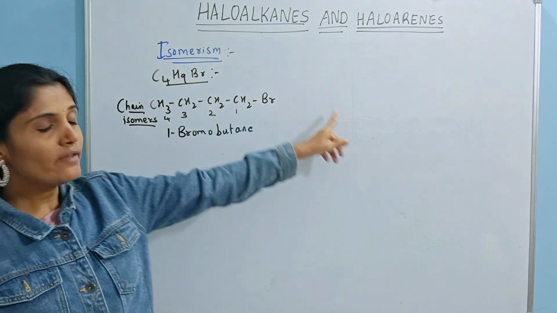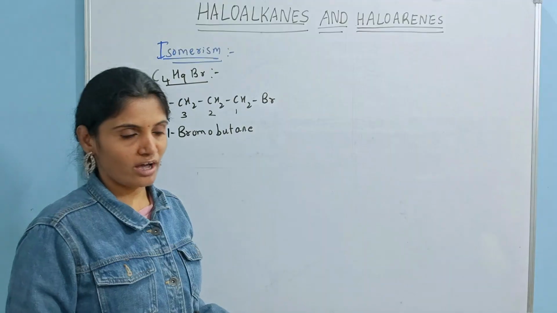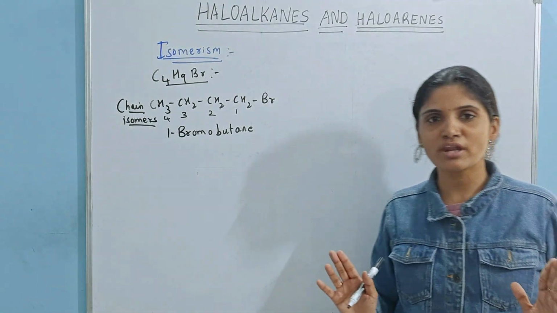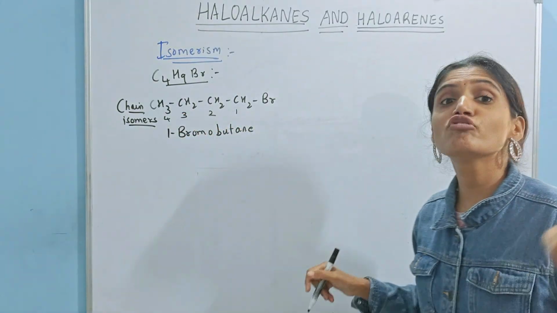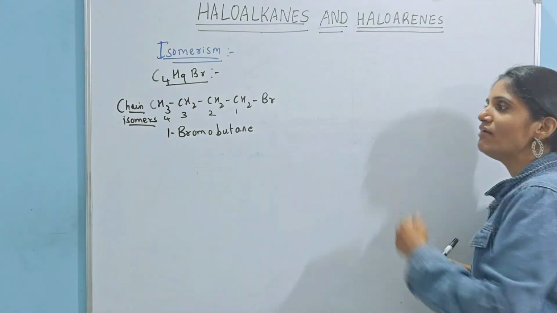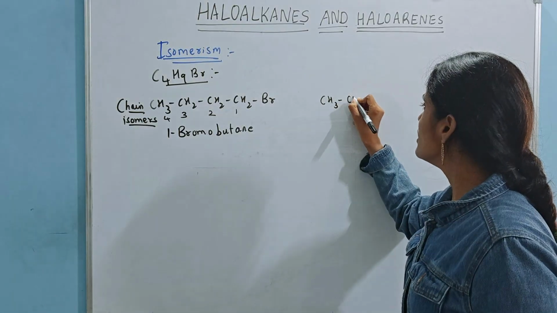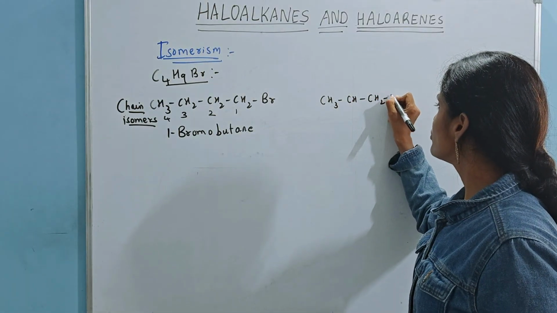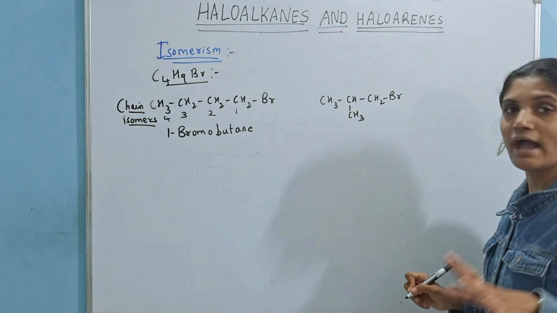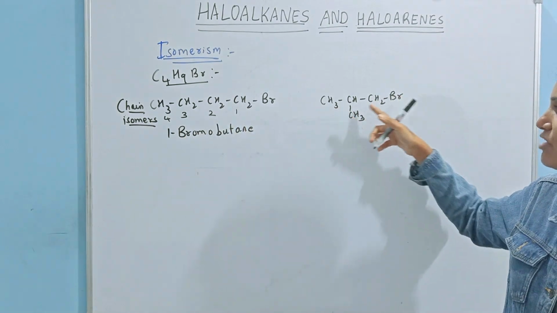Now when we are writing the other chain isomer for this compound, the main carbon chain should not have 4 carbons. If the main chain again has 4 carbons, then you don't consider it as a chain isomer, because your main chain length should be different. Here the main chain length is 4 carbons. Now I will take my main chain length as 3 carbons. Then it will be CH3, CH, CH2, Br, and I will put my other carbon here. Here the main chain has 3 carbons.